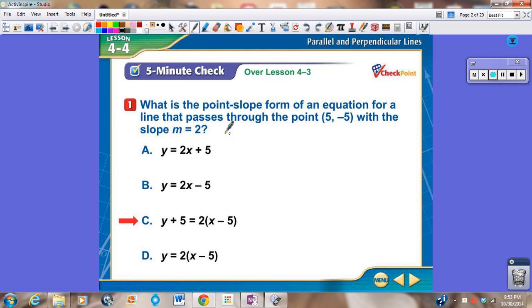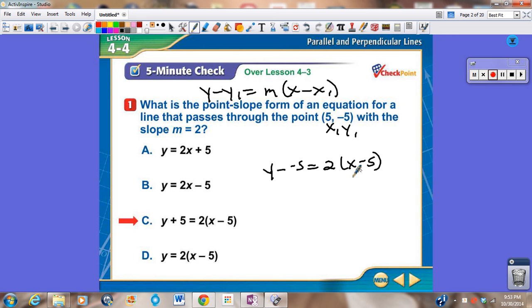In the previous lesson, they asked you what is the point slope form of an equation of a line that passes through the point 5, -5 with the slope m equals 2. If you've forgotten, this is point slope form. It is a very easy form to do. So here's your x1 and your y1. We're going to have y minus a -5 equals 2 times x minus 5. So I'm going to change that to y plus 5 equals 2 times x minus 5. And as you see, that's how they got the answer C. That's what I wanted to show you, how they actually got this answer.